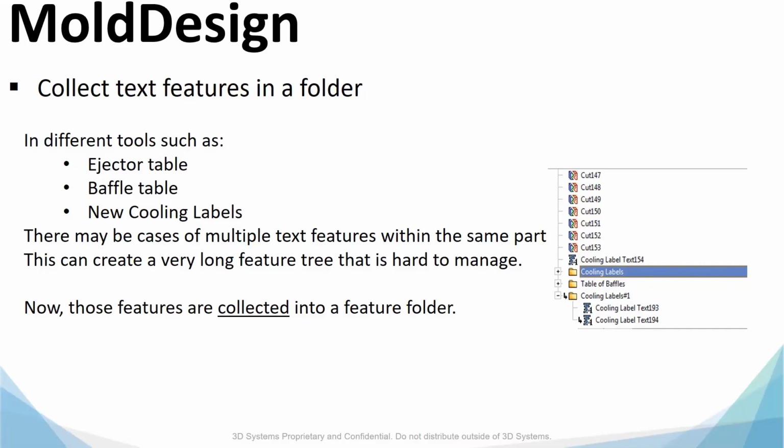This brings us to the next item, collects text features in a folder. So in different tools such as the cooling labels, but also for ejector table and baffle table, we now collect all the text into a folder. There may be cases of multiple text features within the same part. This can create a very long feature tree that is hard to manage. Now in version 15, all those features are collected into a feature folder. So we saw it for the cooling labels, but also for table of baffles and ejector table. Everything is collected, so the tree is shorter and it's easier to manage.